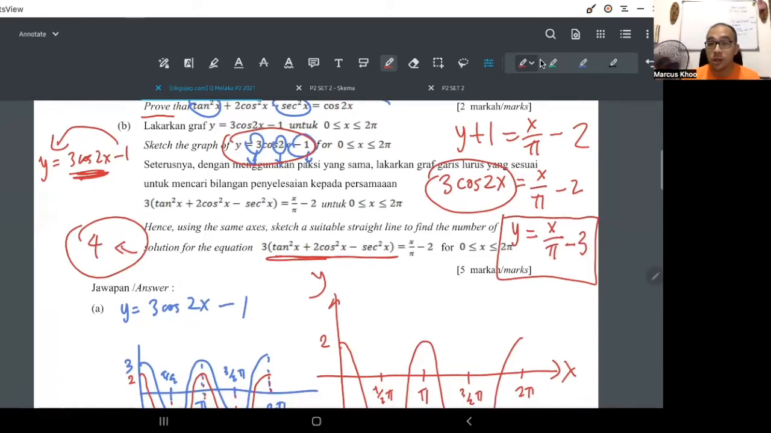Remember how to draw the graph? Use the smallest x and the biggest x. Smallest is 0, biggest is 2 pi. Substitute, and you should be able to get the 4 solutions. Okay, of course, you need to draw the straight line on this one.